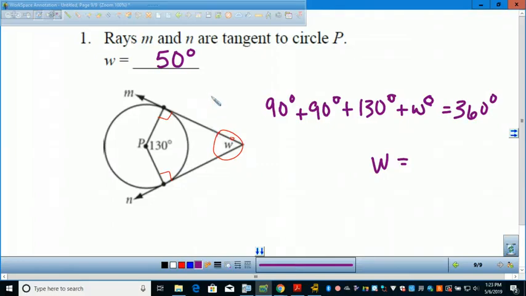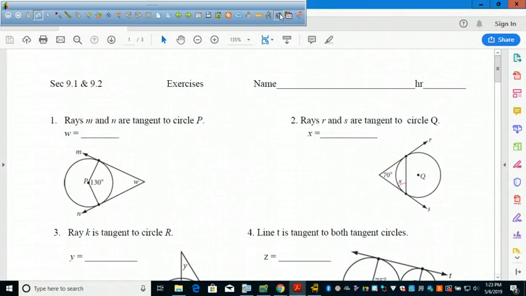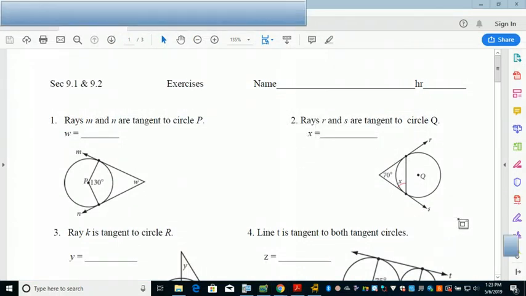Okay, so we used the one that said the tangent is perpendicular to the radius. That's the one we just used to solve for this one. Okay, look at number 2. I'll give you a minute to look at it, see if you can figure out how to find angle X.